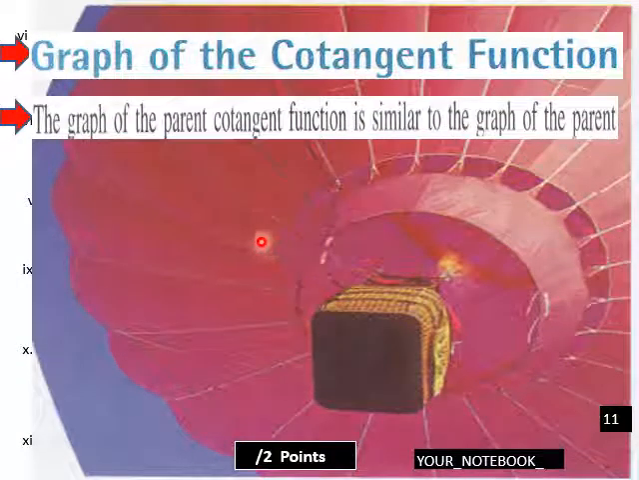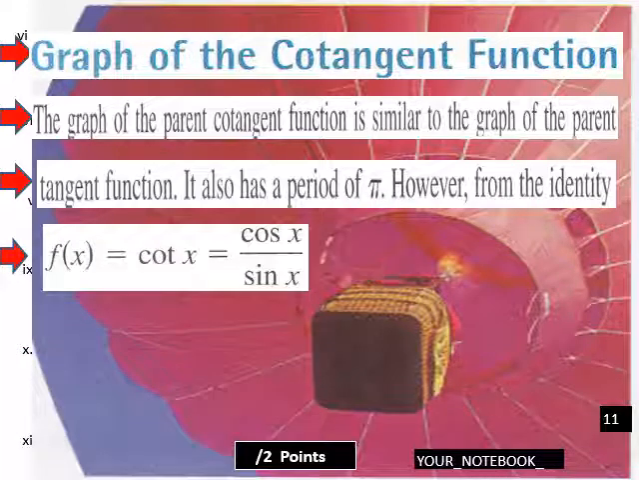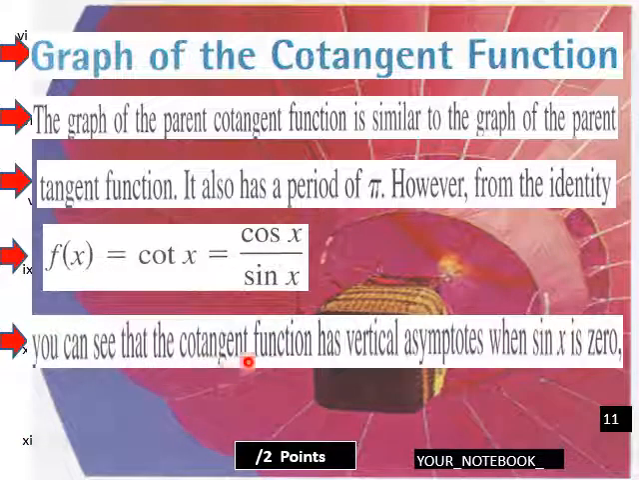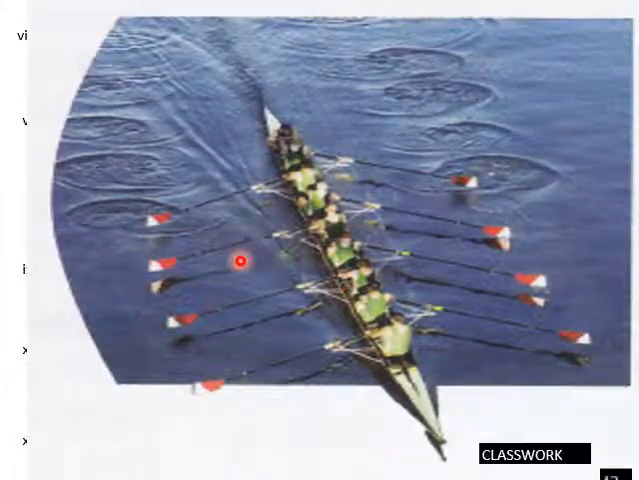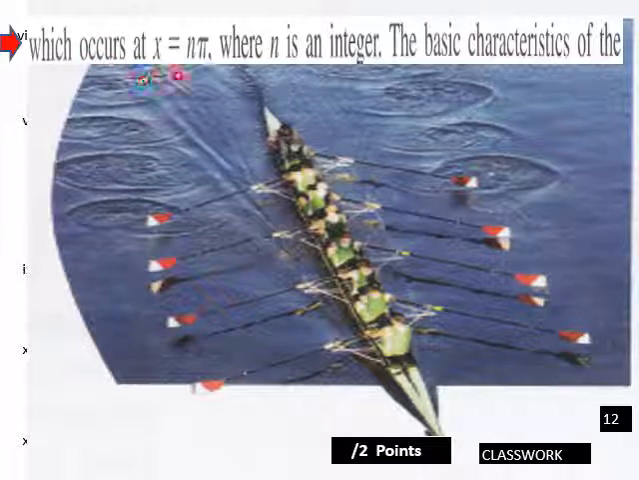Graph of the cotan function. The graph of the parent cotan function is similar to the graph of the parent tan function. It also has a period of pi. However, from the identity f of x equals cotan x equals cosine x over sine x, you can see that the cotan function has a vertical asymptote when sine x is equal to 0, which occurs at x equals n pi, where n is an integer.